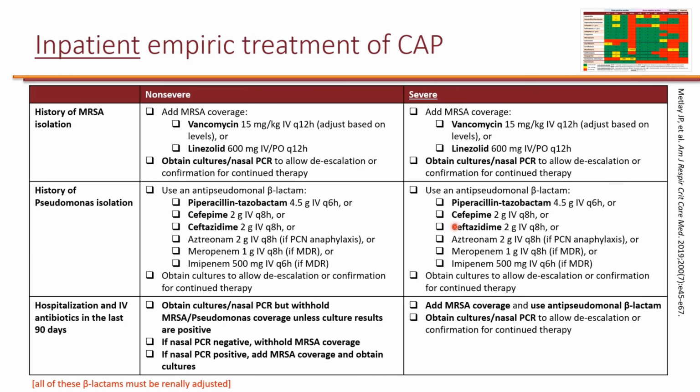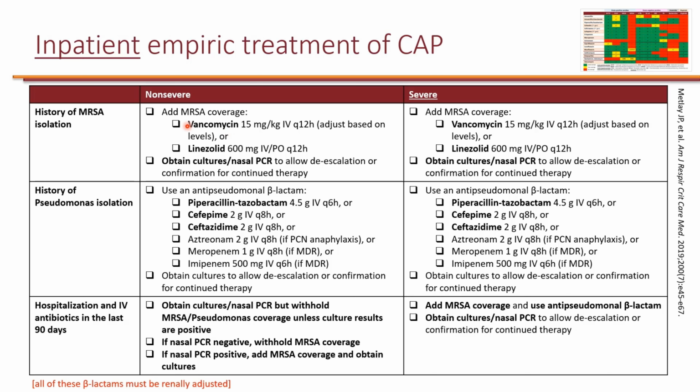For those patients who have risk factors for MRSA or Pseudomonas, here are the recommendations. If someone has a history of MRSA isolation, either from a past sputum culture or from a blood culture, then the guidelines recommend that regardless of whether it's non-severe or severe, you add MRSA coverage. The two options that we have are IV vancomycin or linezolid, either IV or PO. You do not want to use PO vancomycin because it's not absorbed, so it will not be useful. But IV vancomycin is an excellent option.